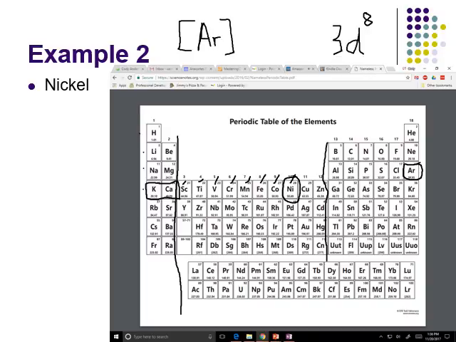So we just fill that in. Same thing. Which block is it in? Well, that's in the S block. Which period is it in? 1, 2, 3, 4. So 4S. And how many in? Well, 2. So there's the electron configuration for nickel.